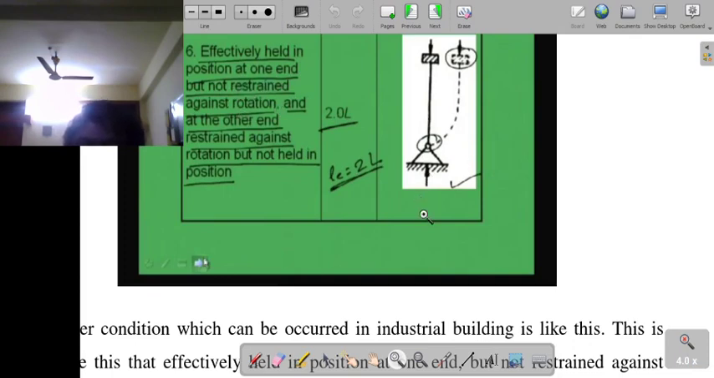So in this case, at one end vertical movement is not permitted but horizontal movement is permitted, and at the other end it is restrained against rotation but not held in position. Rotation is blocked but vertical movements are not blocked. So in this case it is 1.2 L.